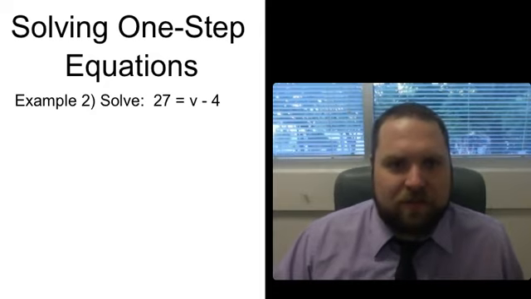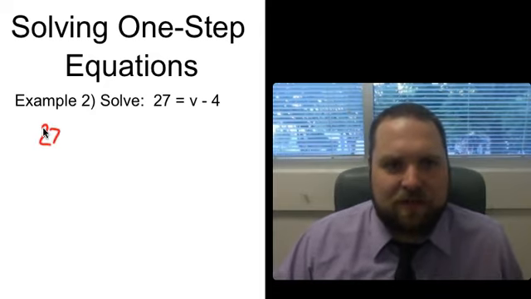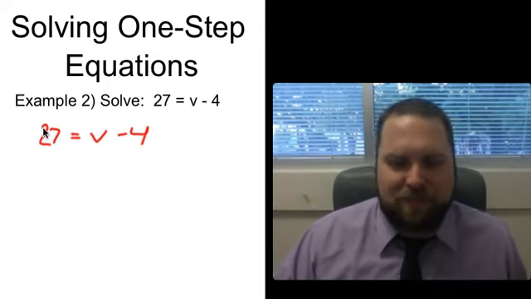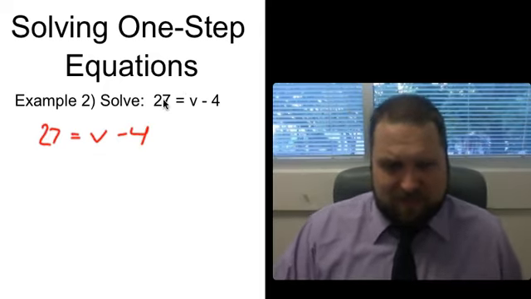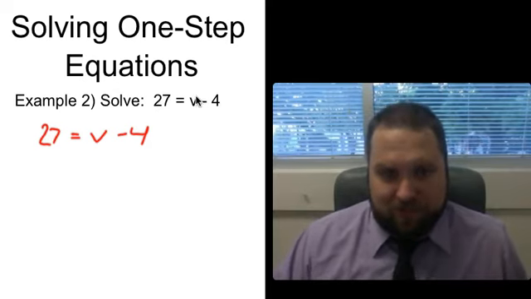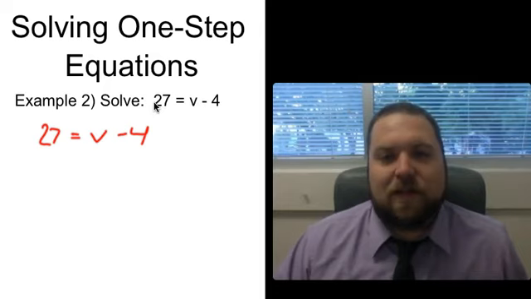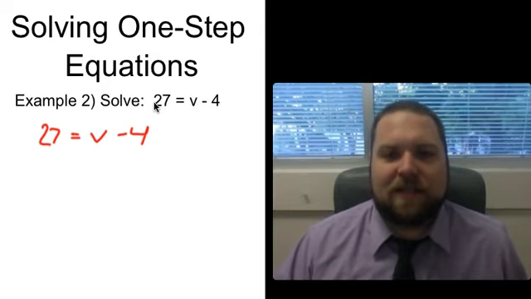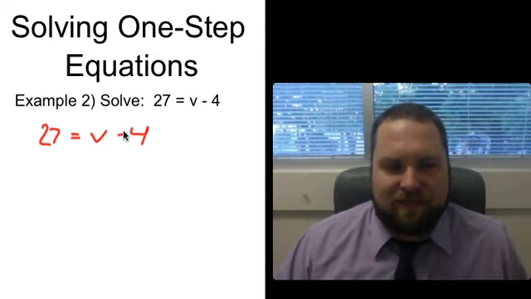Let's look at another. 27 equals v minus 4. I debated whether or not to even mention this, but I might as well. It really doesn't matter which side the variable is on. Most of the time students are more comfortable with the variable on the left-hand side of the equation, but it can literally be on either one. There is nothing that says it has to be on one side or the other.